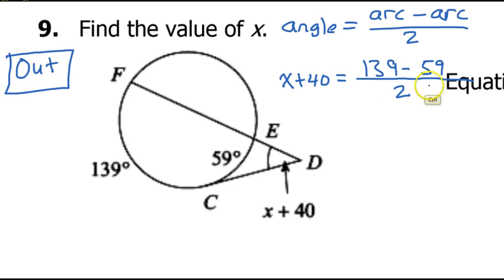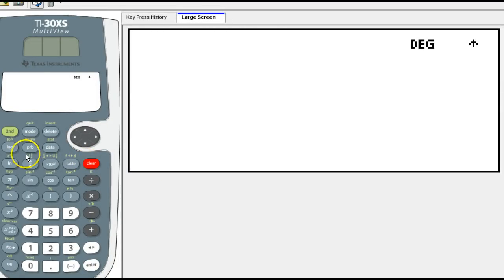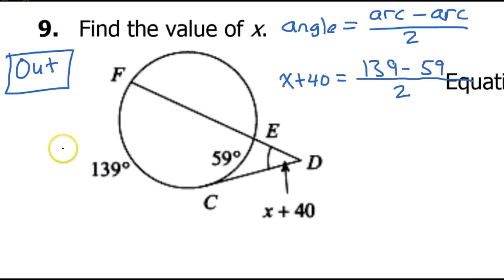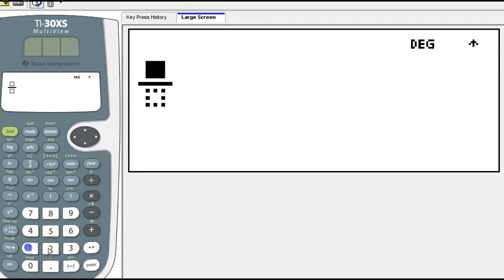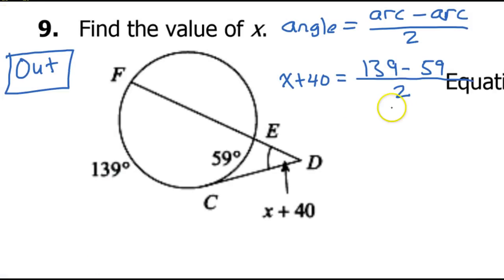So that's my equation. The right side of the equation has no variables in it. Normally I would multiply both sides by 2, but that's not necessary because we have no variables. There's no reason why we can't just simplify the right-hand side on its own. So what do we have? 139 minus 59. That's 40. So the right-hand side of the equation is simply going to be 40.